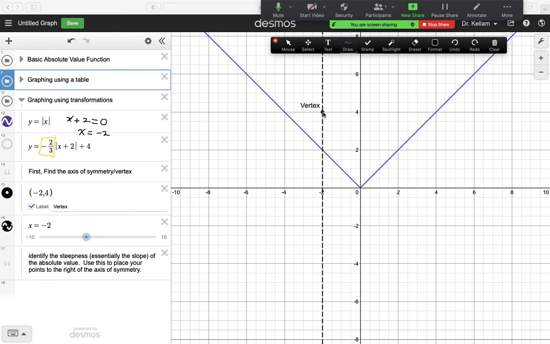So at every single one of these, I'm going to go down 2, right 3. And then I'm going to go down 2 again and right 3. And we can keep doing this as many times as we feel we need to. Okay.